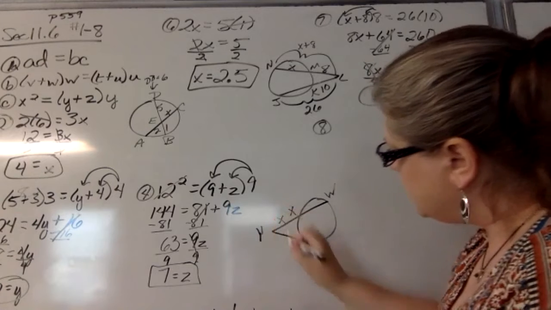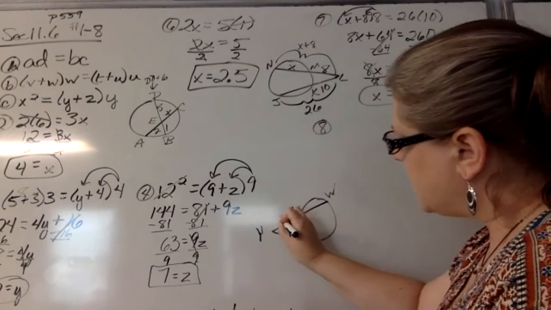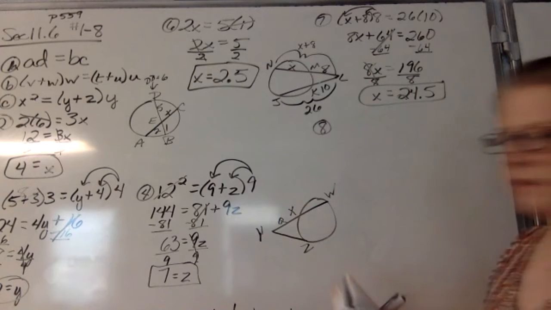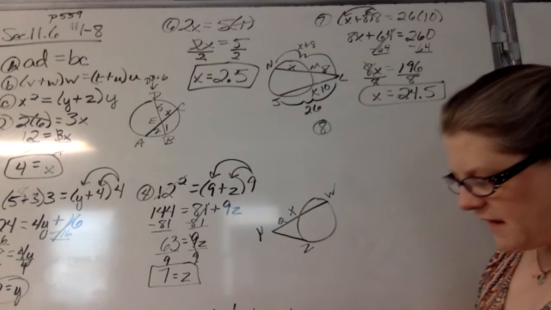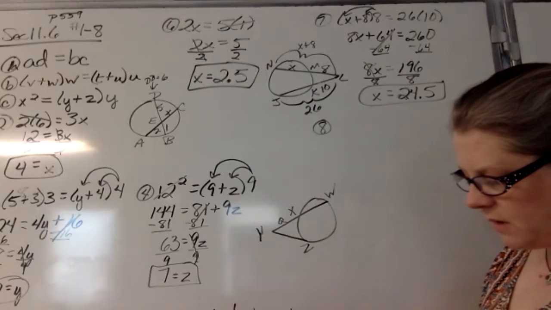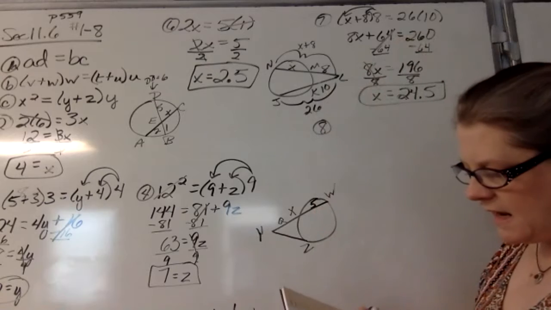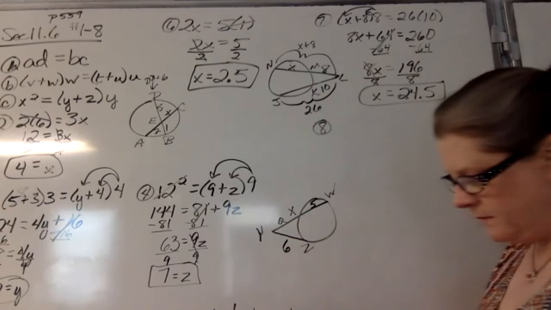Yx is this piece here. So I'm going to use a different variable just because I got an x right there, so it doesn't confuse you. I'm going to use a this time. So we're looking for that. Wx is equal to 5, and YZ is equal to 6.